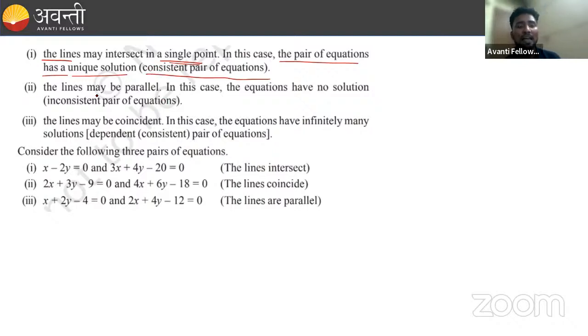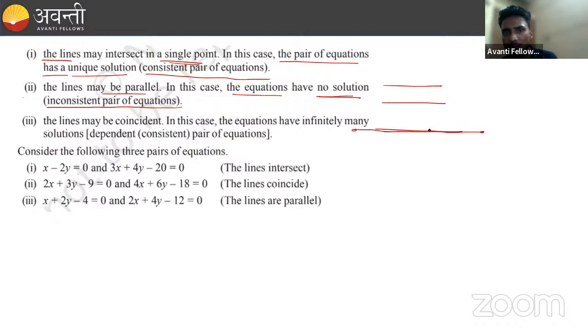Okay, if the lines are parallel, so there are two lines and both are parallel, they will never intersect. It means the equations will not have any solution, there will be no x and no y. This kind of pair is called an inconsistent pair of equations. Okay, and if the lines are coincident, suppose there is one line like this and another line is also like this, coinciding with this line, so each point of this line coincides with each point of the other line, it will have infinitely many solutions, and it also comes under consistent only. You just have to remember it is consistent.